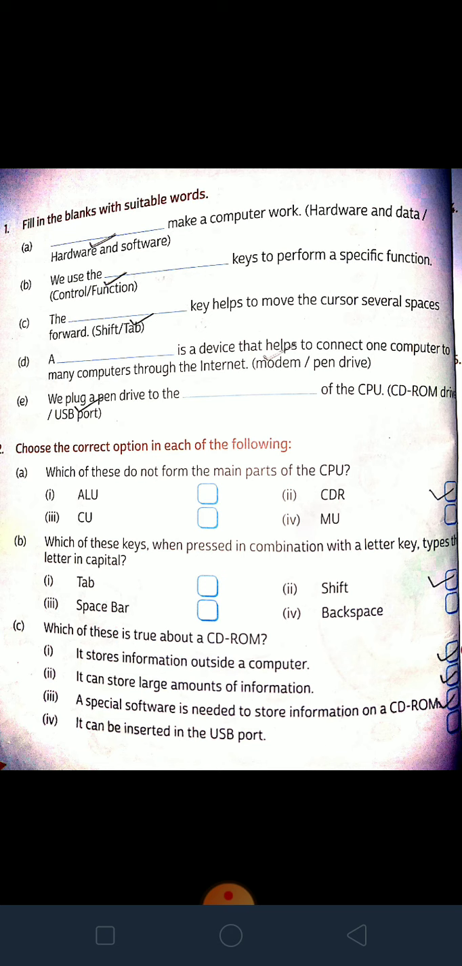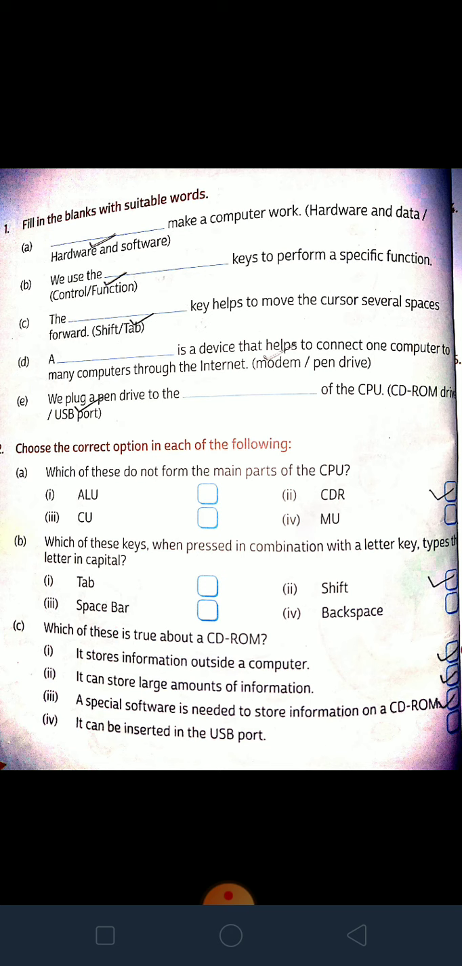Then second question is: we use the blank keys to perform a specific function. That are our function keys. The blank key helps to move the cursor several spaces. Which one? Tab key. A blank is a device that helps to connect one computer to many computers through the internet. What is the device, children? Modem. We plug a pen drive to the blank of the CPU. Answer is USB port. I hope all of you have understood these answers.